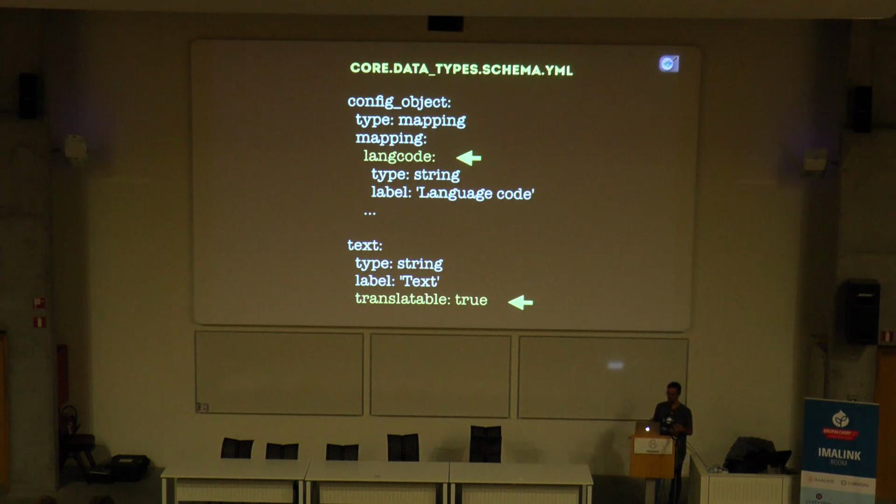And there we have data types in Drupal core, and in the data type schema, you can find the definition of this data. So if you create a config object, you know that it will be a complex object, a map with different attributes with values. And one of these attributes will be a langcode, which is a string. And then you have other kinds of data types like text, and there you will find that it's a string, that it's translatable. So you can create your own data types just by creating your schema.